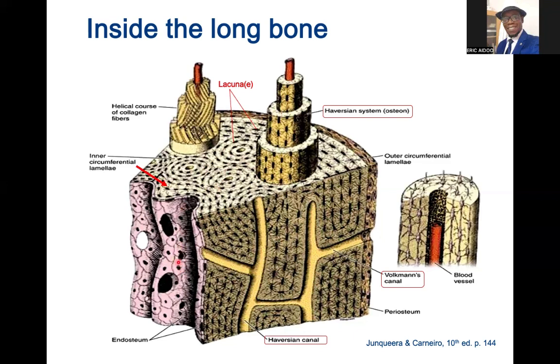The inner portion of the bone will therefore be called the endosteum. So you have the periosteal layer, or periosteum, then the endosteum. The transverse canals are known as Volkmann's canals. They also carry blood vessels and nerves.